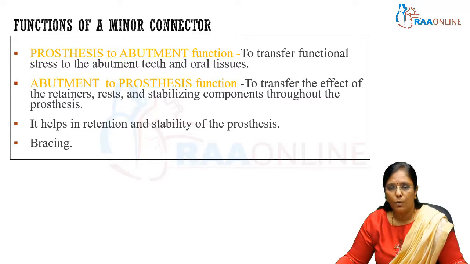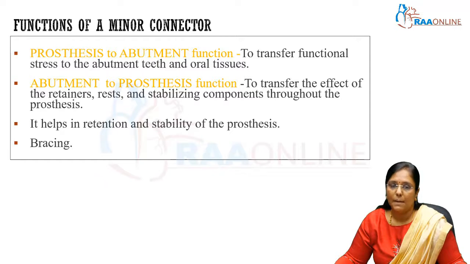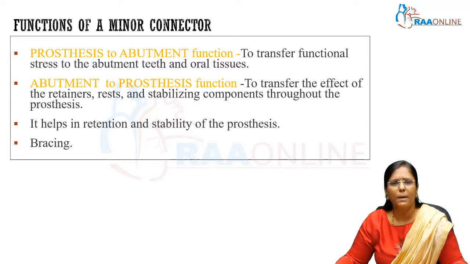Now apart from that, we do have auxiliary functions. The minor connector actually assists the processes to transfer the functional stresses to the abutment teeth and the oral tissues. Apart from that, there are stresses that are distributed within the components that we give, for example the retainers, may it be the direct retainer or the indirect retainer, the rest and the other stabilizing components. The minor connector also helps in retaining the denture and also contributes to the stability of a removable partial denture.